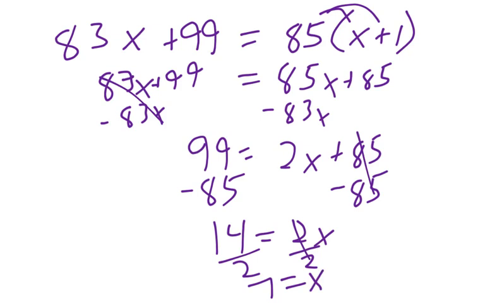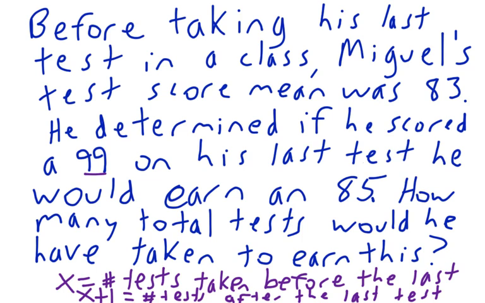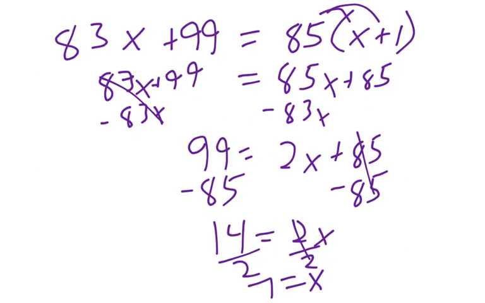Remember what x stood for? We said x stood for the number of tests taken before the last test. What did the question ask? How many total tests would he have taken to earn the 85? So that wants to include that extra test. So we need to add 1 to that, so it would be a total of 8 tests.